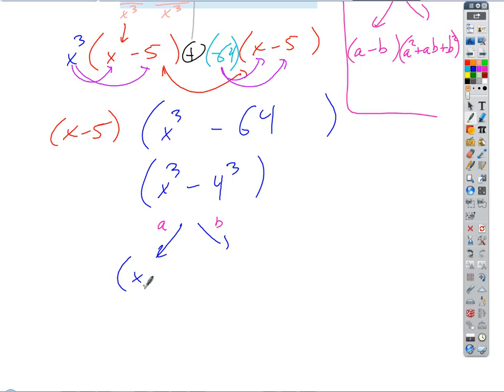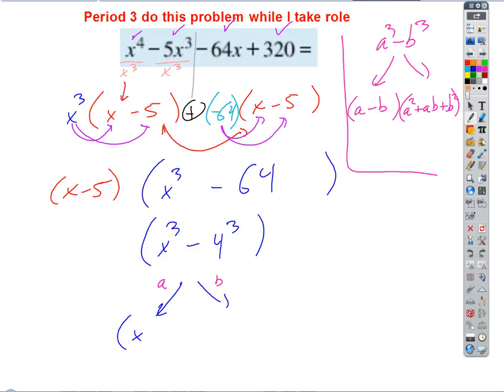Our pattern is, if I have a cubed minus b cubed, it's going to factor into a small factor and a big factor. The small one is just going to be a minus b. The big one is going to be a squared plus ab plus b squared. But for us, it's not a cubed minus b cubed, it's x cubed minus 4 cubed.